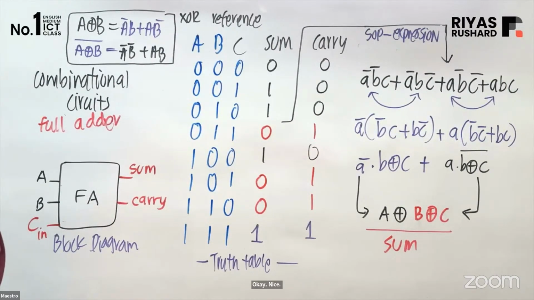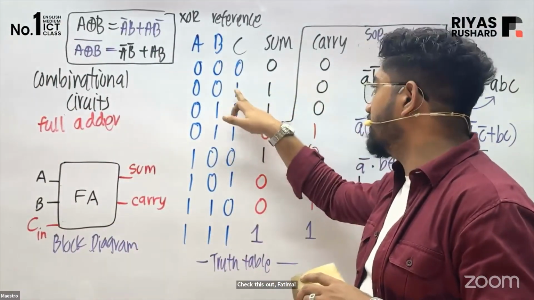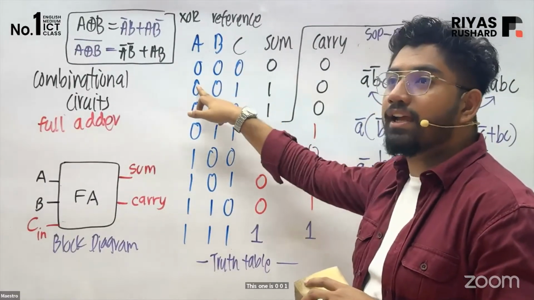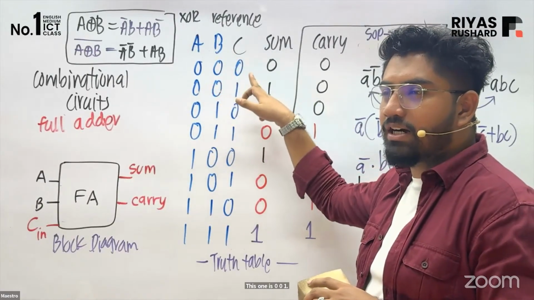So POS, almost the same answer again. For 0, we are using bar. Then it should be A bar B C plus A B bar C. Fatima, you're sticking to the first part itself. Check this out, Fatima. We are taking this one. This one is 0, 0, 1. A bar, B bar, C.